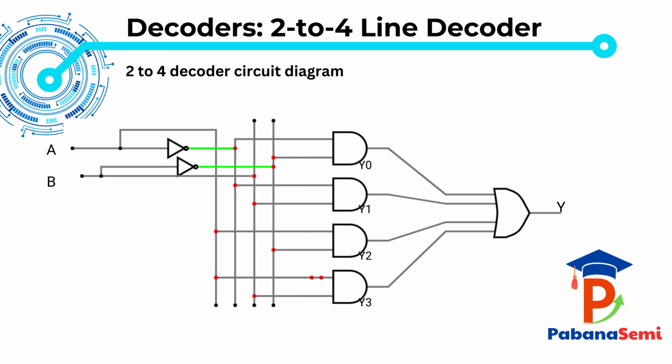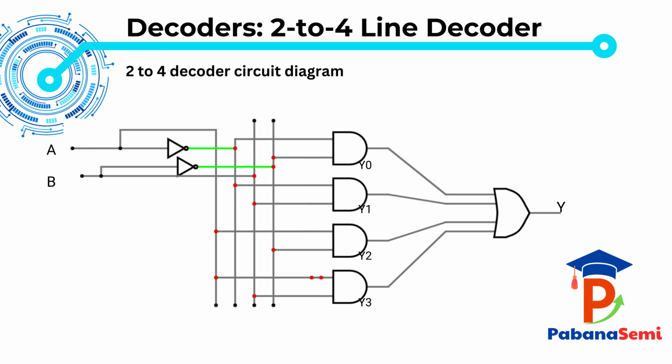So, the idea is simple. Each output corresponds to exactly one input combination, and only that AND gate becomes active. For example, if A equals 0 and B equals 1, then A' equals 1 and B equals 1. Therefore, Y1 becomes 1, while the other outputs remain 0.